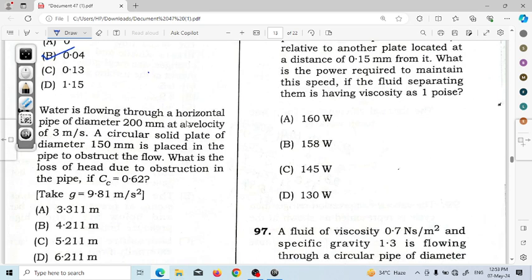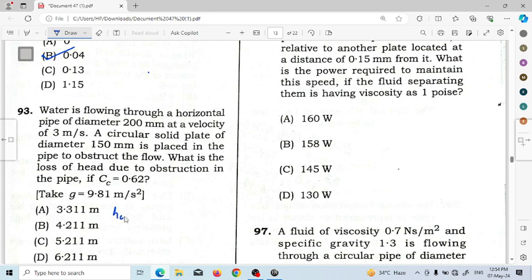Next, water is flowing through a horizontal pipe of diameter 200 mm at a velocity of 3 meter per second. A circular solid plate of diameter 150 mm is placed in the pipe to obstruct the flow. Next, what is the loss of head due to obstruction of the pipe if the coefficient of contraction Cc is given as 0.62 and taking g equal to 9.81 meter per second square.